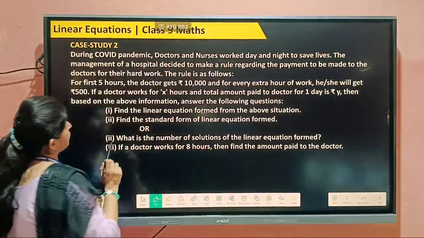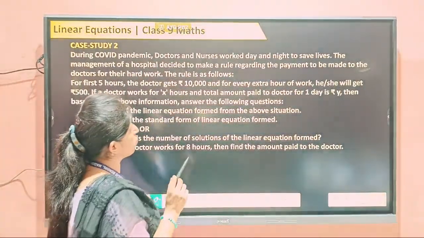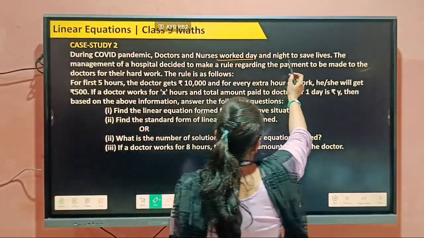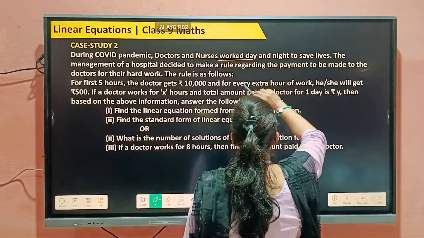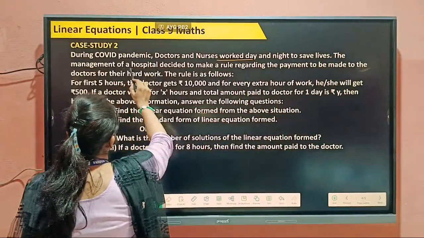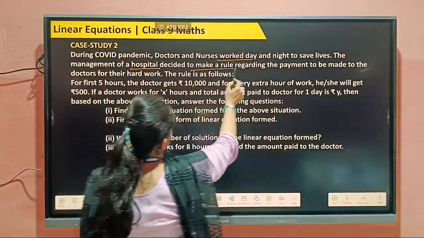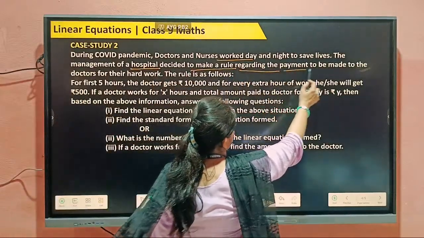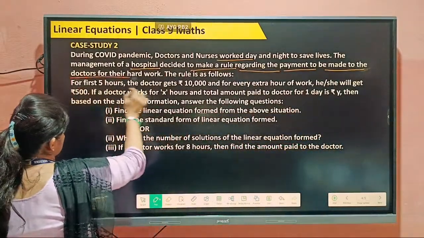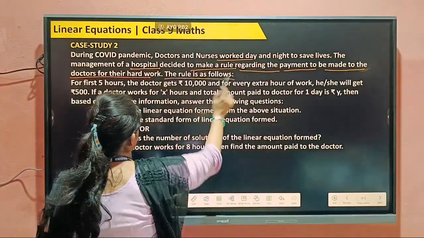During the COVID pandemic, doctors and nurses worked the full day and night to save lives, right? Day and night, full time they worked. The management of the hospital decided to make a rule regarding the payment to be made to the doctors for their hard work, right? The rule is as follows.